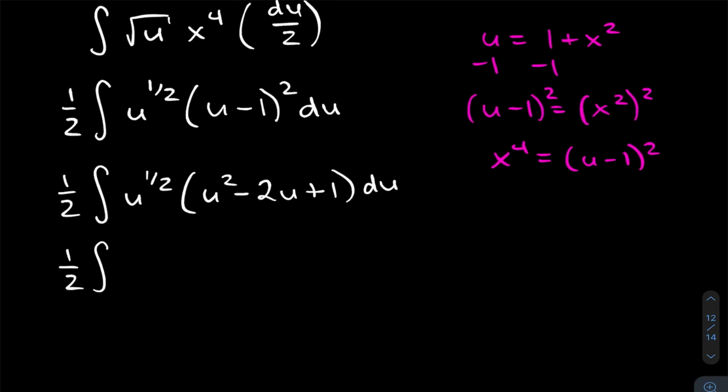So, anyways, this is u to the 1/2 times u. That's going to be u to the 5/2 because this is u to the 4/2, and so you add the powers, right? 4/2 plus 1/2 is 5/2. And then you have minus 2u to the 3/2. And then you get a plus u to the 1/2, right? Just distributing that u to the 1/2 through. And you get a du.